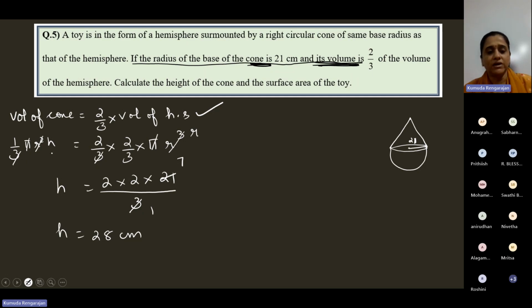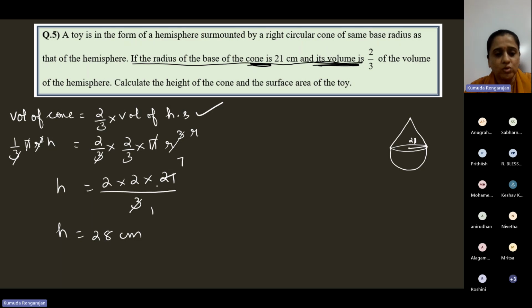Volume of cone is 1/3 pi r square h is equal to 2/3 into volume of hemisphere. What's the formula to find the volume of a hemisphere? 2/3 pi r cube. We're using the same r because the radius is the same for both the cone and the hemisphere. So I cancel 3 and 3, pi and pi on both the sides, and r square and r cube, so there is one r left here. So on this side, we have only h.